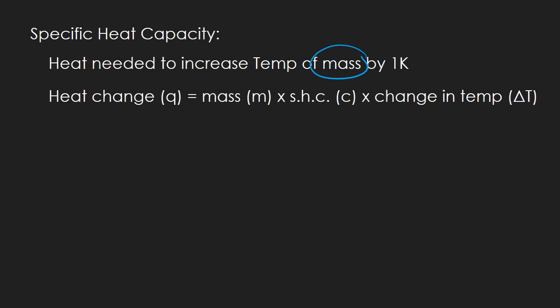The equation looks like this. Heat change, and that is Q, equals the mass of the object we're looking at times the specific heat capacity, so that's known as C, and that will either be given to you in the data booklet or you're going to be solving for it, and times the change in temperature. We call this the MCAT calculation, so m, c, delta, which looks like a T, so MCAT.